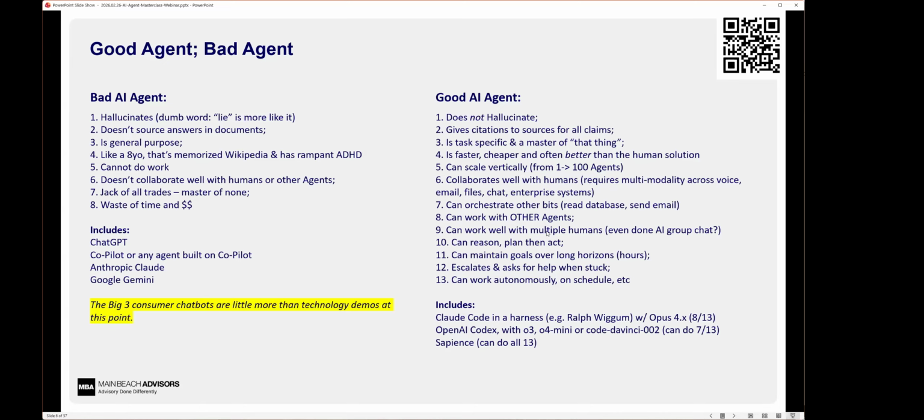Good agents can plan and reason and act. They can maintain goals over long horizons, so they can work for an hour or two without needing to be interrupted or needing help. But then a good agent will escalate to the human when it gets stuck and needs to, just like a human employee would. And so there aren't many platforms out there that meet this criteria.